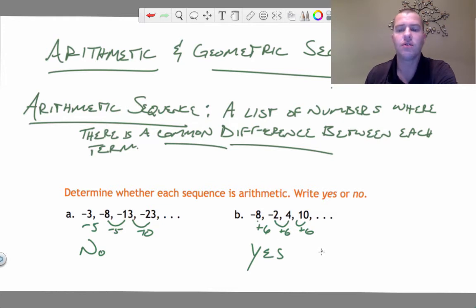You will also need to find the common difference, which we're going to label as d. The common difference here, between each term, is 6. A way to figure out the common difference, if you know it's an arithmetic sequence, is to take a certain term and subtract the previous term. So if I take -2 and subtract the previous term of -8, minus the negative becomes plus a positive, and that becomes 6. That is my common difference.